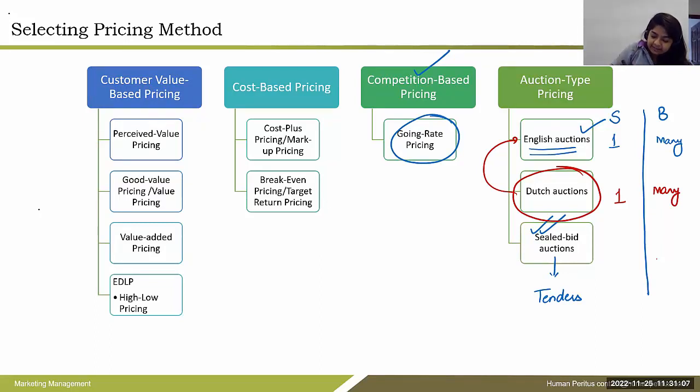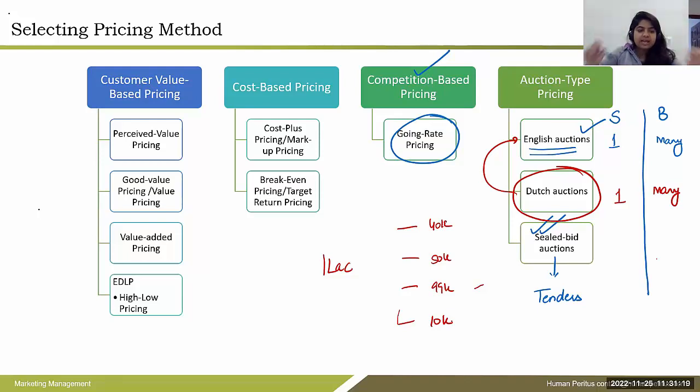So let's say I have decided the price 1 lakh and there were 4 people. One is offering 40K, one is 50K, one is 99K, one is 10K. Can you tell me which one will I sell it to? Where the matching will happen first? Perfect, 99K. So this was the first situation.